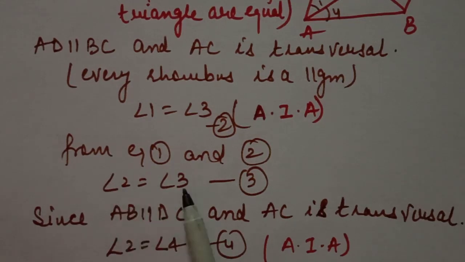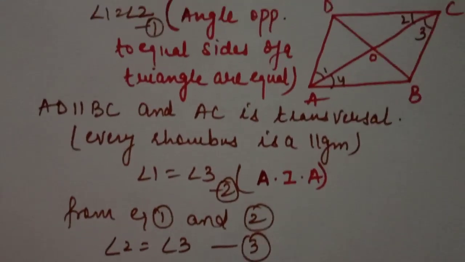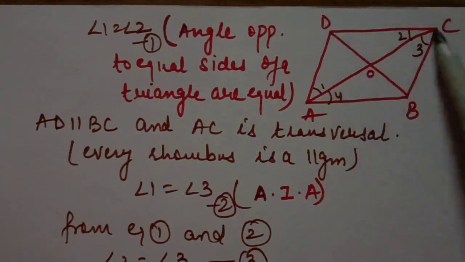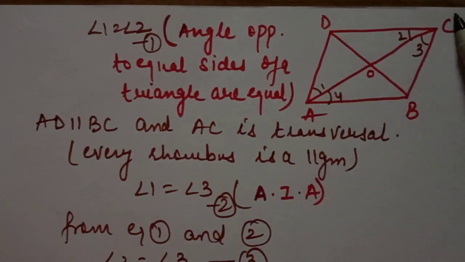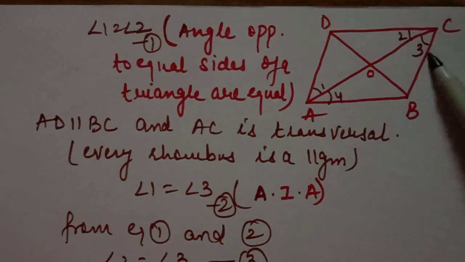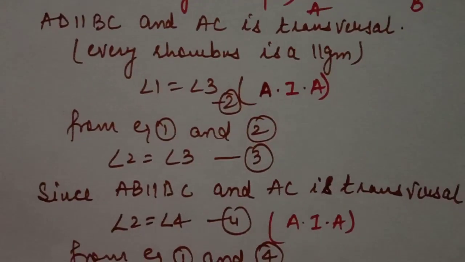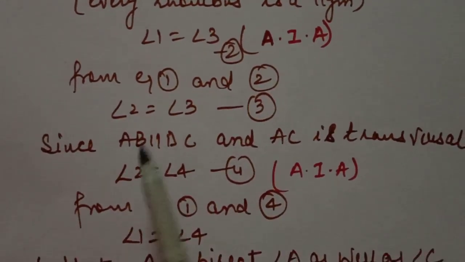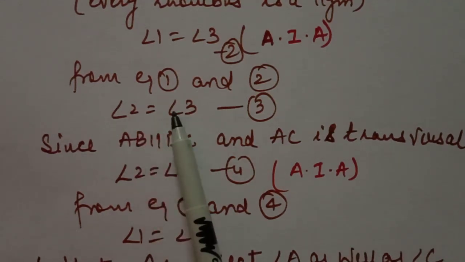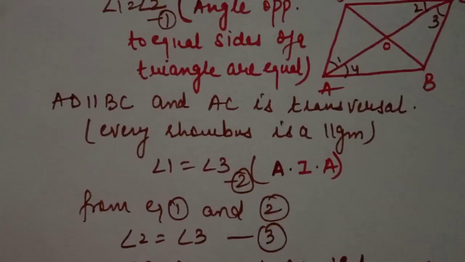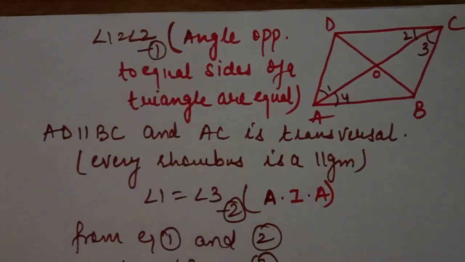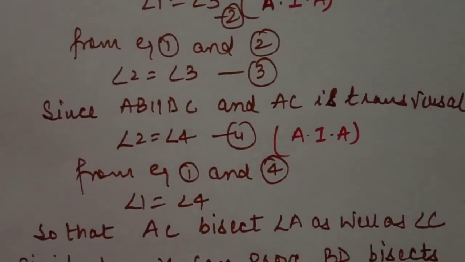If 2 and 3 are equal to each other, since from this diagram AB and DC are also parallel, AC is also a transversal line, 2 and 4 are also equal to each other because of alternate interior angles. From equation number 3 and equation number 1, angle 1 is equal to angle 2, and equation number 4 said that angle 2 is equal to angle 4, then definitely angle 1 and angle 4 are also equal to each other.